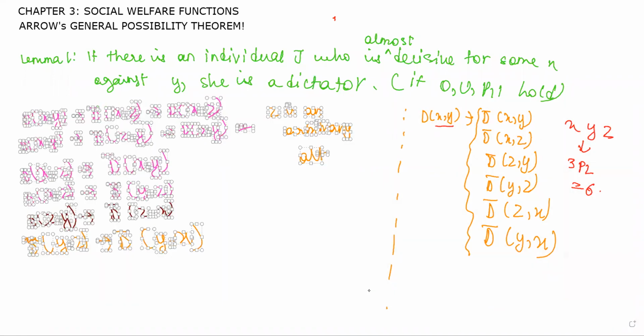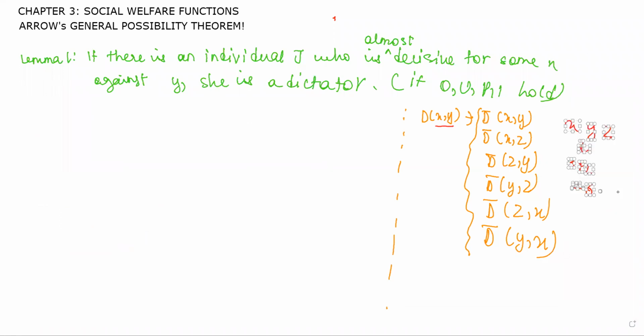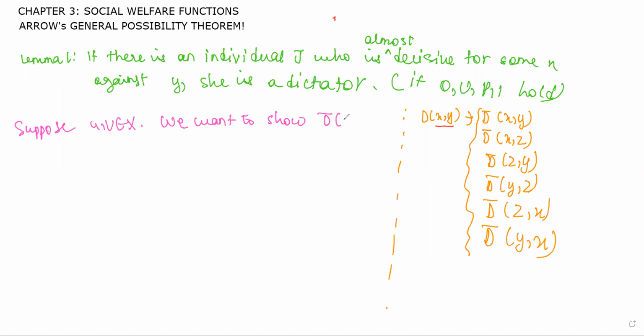Okay. Having proved this, we are actually almost done with the lemma. Now we'll show that he's a full dictator. Now take the larger set X. Suppose u and v belong to X. We want to show full decisiveness for u against v of this individual. How do we show it? Case one, u is equal to x, v is equal to y. We are done. We have already proved that x is fully decisive against y and y is fully decisive against x. We want to show it both ways.